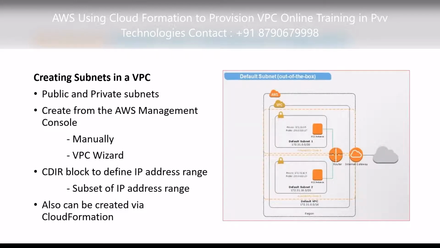For creating public and private subnets, we can use the VPC wizard as an option, or else create everything manually, step by step: the VPC, the subnets, whatever the requirement, the routing table, the IGW internet gateway, everything. There are two options: either follow the VPC wizard or create manually.